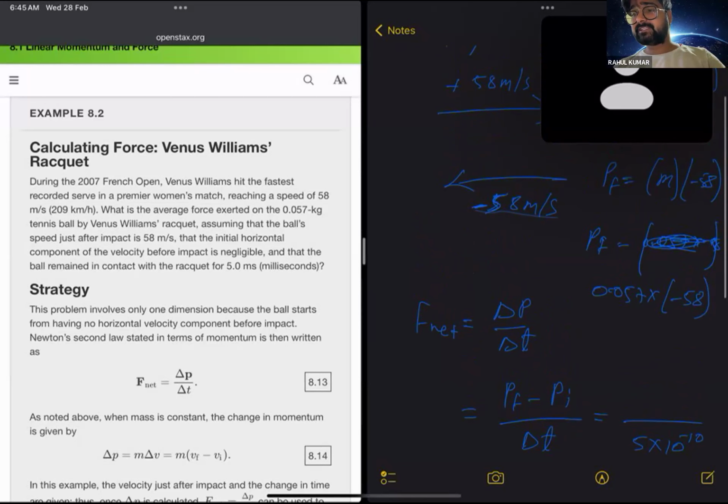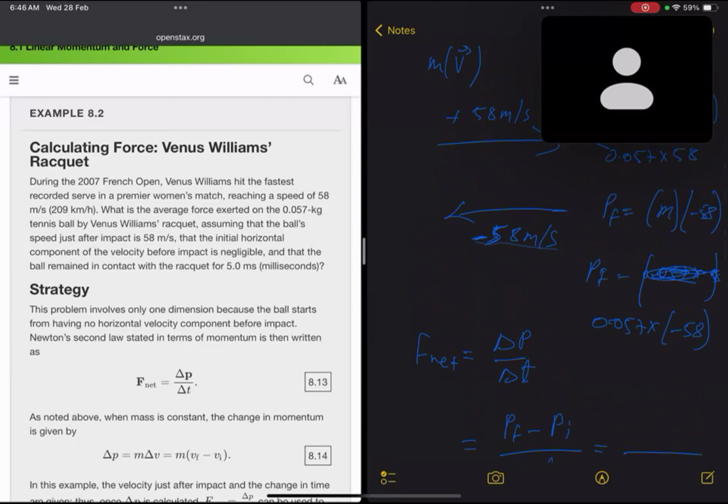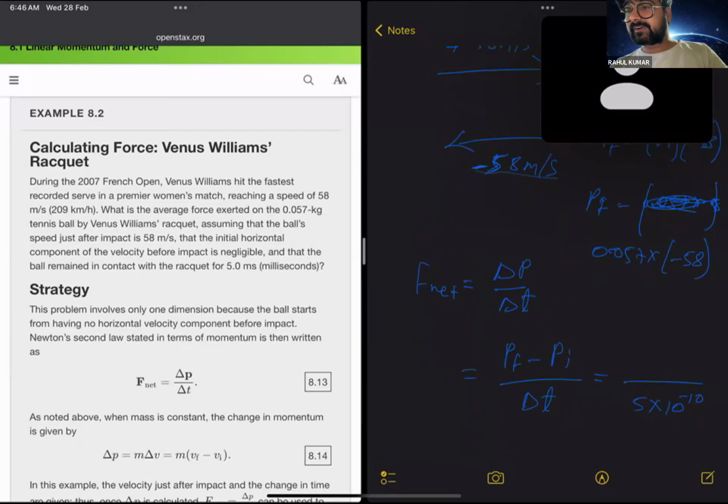And what you have in the numerator? That is 0.057 multiplied by 58. Okay, so what is 0.057 multiplied by 58? Can you do the calculation, please? 3.306. So the final momentum is negative of 3.306 and minus initial momentum. So initial is 3.306. Is that right?